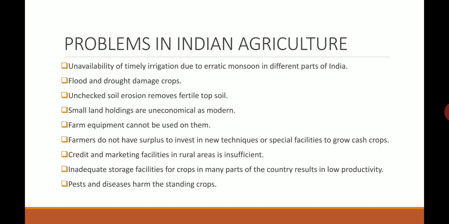Credit and marketing facility in rural areas is not as sufficient as required. There is also inadequate or improper storage facility for the crops in many parts of the country, which results in damage as well as low productivity of crops. Pests and diseases harm the standing crops in the agriculture field.